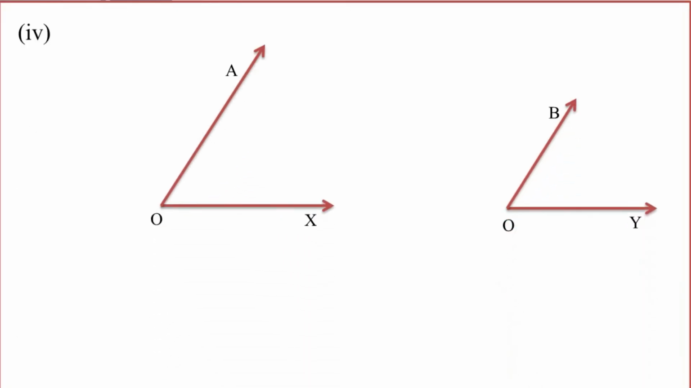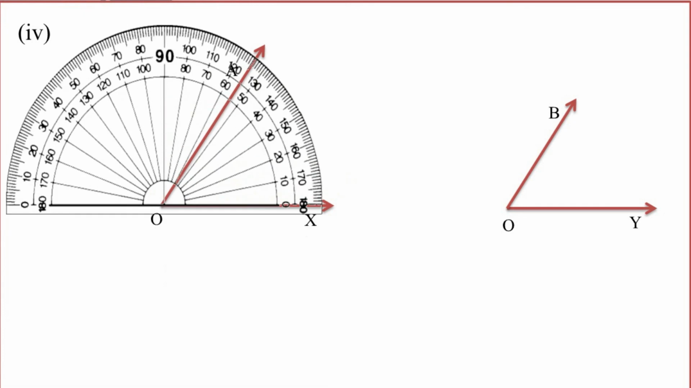Fourth one. In the question they have given two angles. We have to find whether they are congruent or not. How to compare? We know that two angles are said to be congruent if their measures are equal. Now we have to measure the angles and find out whether they are congruent. How to measure the angles? We know that a protractor is used to measure the angles. So we use it. The first angle's measure is 55 degrees.